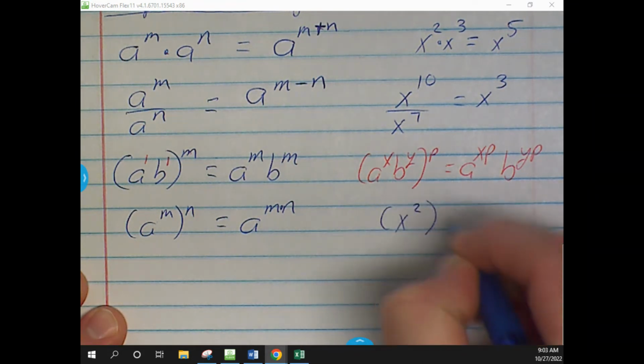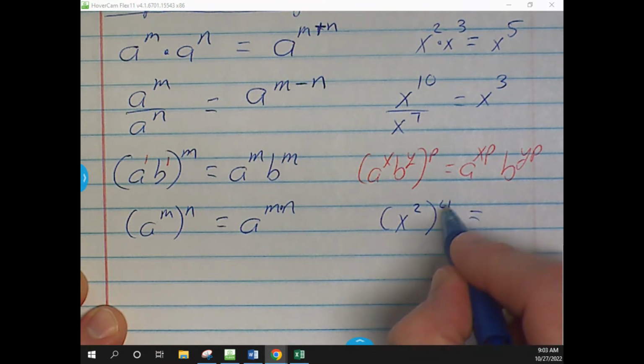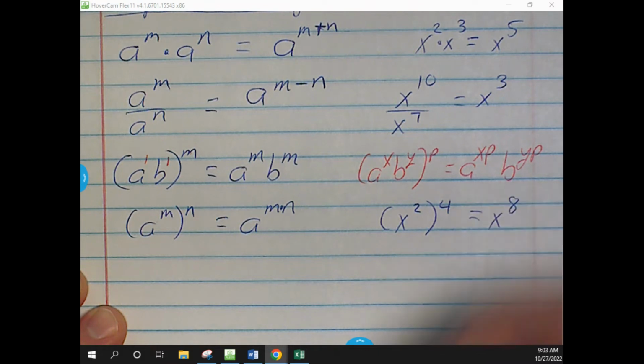So if you had x squared to the fourth power, you would do 2 times 4 and make that x to the 8th power.